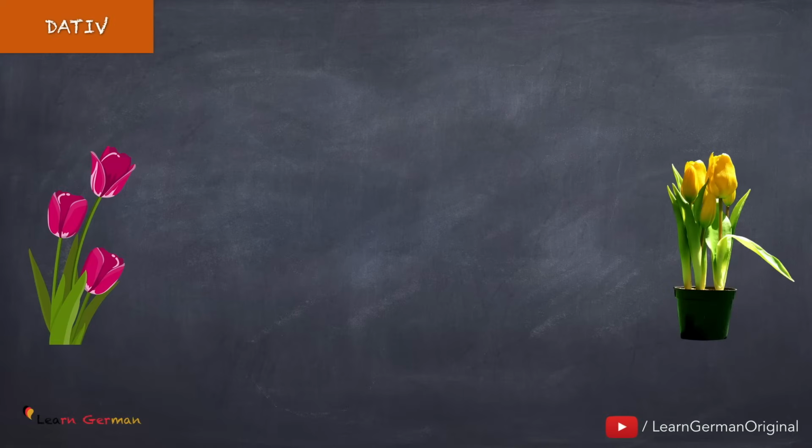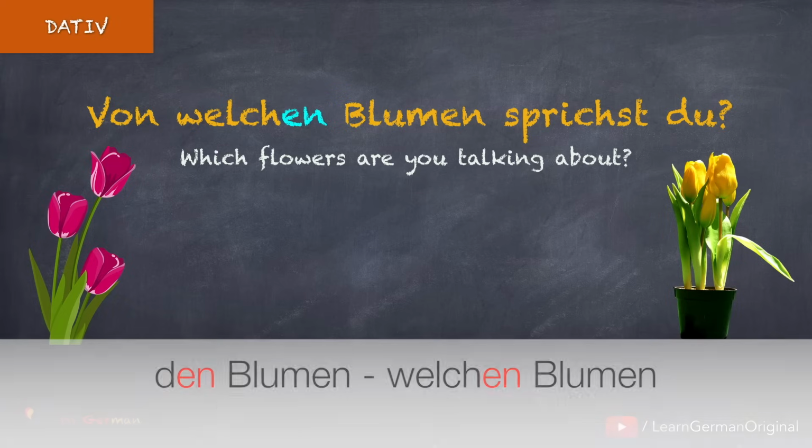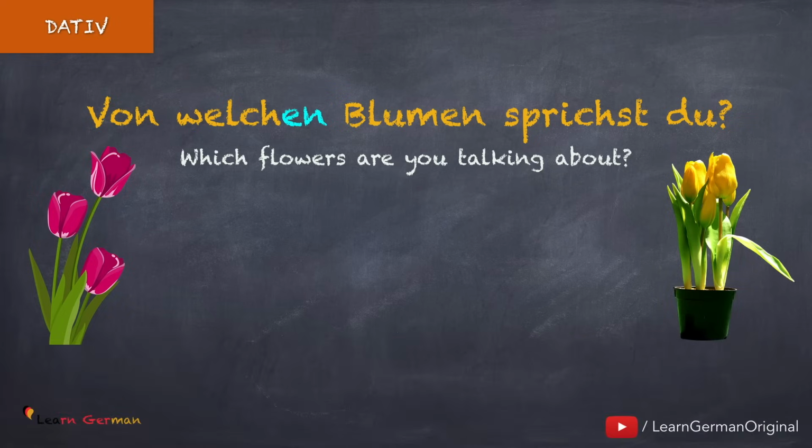The dative article for plural is completely different. It also takes an extra ending n with the noun. Let's look at the question. Von welchen Blumen sprichst du? Die Blumen changes to den Blumen in dative. Welchen takes the ending en from the dative article. Since the plural for Blumen already has an n at the end, there won't be anything extra.